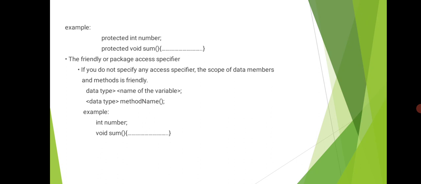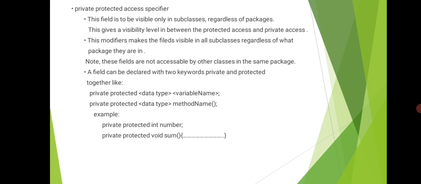If friendly mode is there, a particular variable and method can be accessed within the same class, within the same package, and in the subclass also, but if you go outside the package, those friendly data or members cannot be accessed, even by subclasses. So int number and void sum, these variables and methods can be accessed anywhere in the same package, but outside the package, and in subclasses outside the package, they cannot be accessed. So this is about friendly mode.